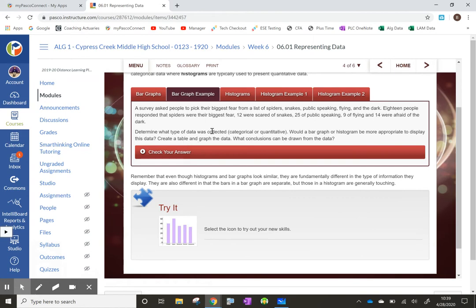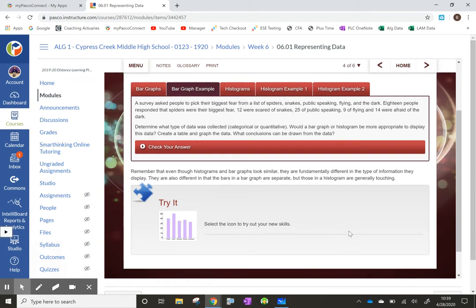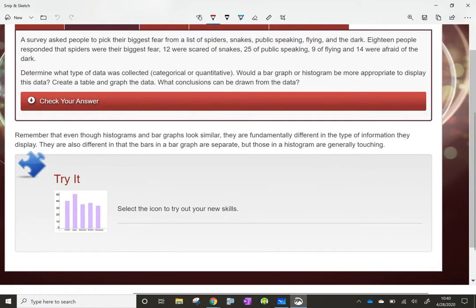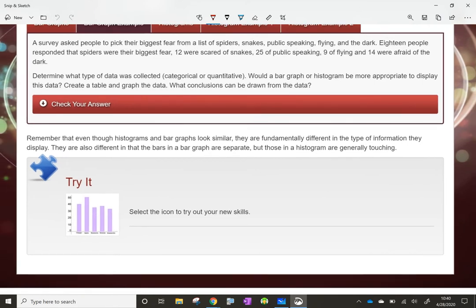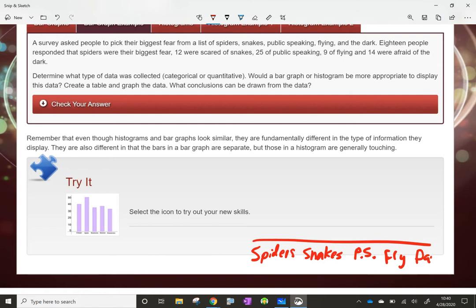So if we were to make a bar graph of this, I can probably manage to squeeze it on the screen. So we have our categories. Our categories are biggest fear. So let's see, we have people who are afraid of spiders. We have people who are afraid of snakes. Public speaking, I'll just put PS. Flying and the dark.